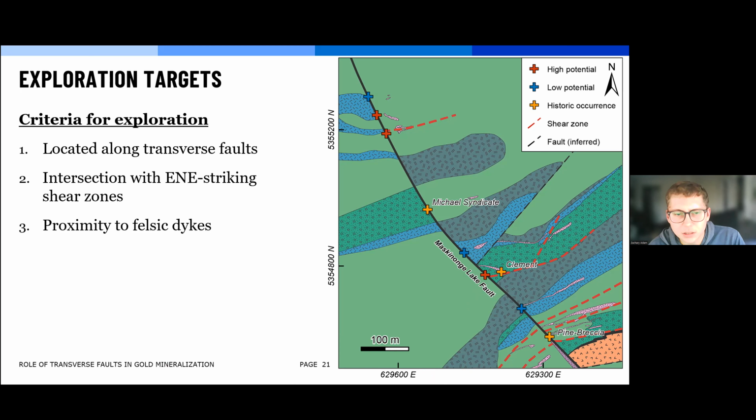This is the proposed model for the Island Gold deposit, where a competency contrast between a resistive large body stock and the surrounding volcanic rocks created a strain shadow. So it's a similar sort of model, just on a smaller scale. And using this criteria, I've identified high potential and low potential targets. High potential targets meet all of the criteria, where lower potential targets only meet a couple, but they're still prospective targets for exploration.